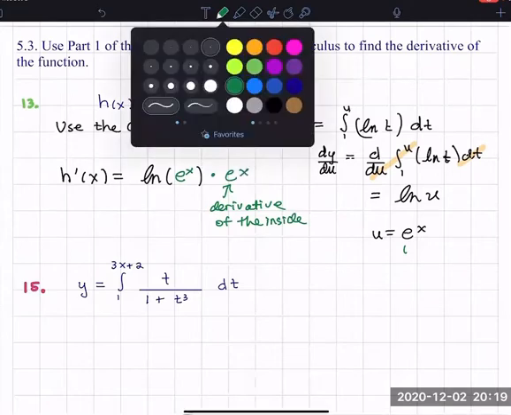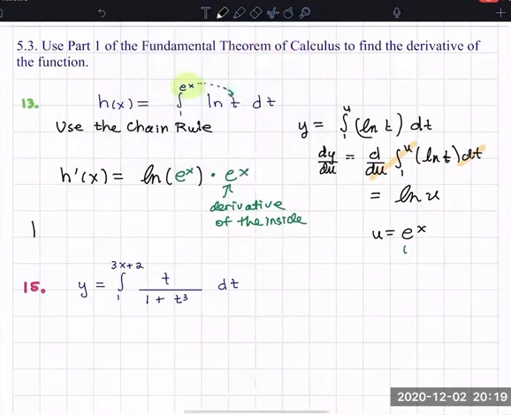Looks pretty good, but we can even do better in terms of simplifying. Ln and e to the x cancel out. They're inverse functions, and so we get x. Does anybody have a question about that? Anybody want to speak up for questions?